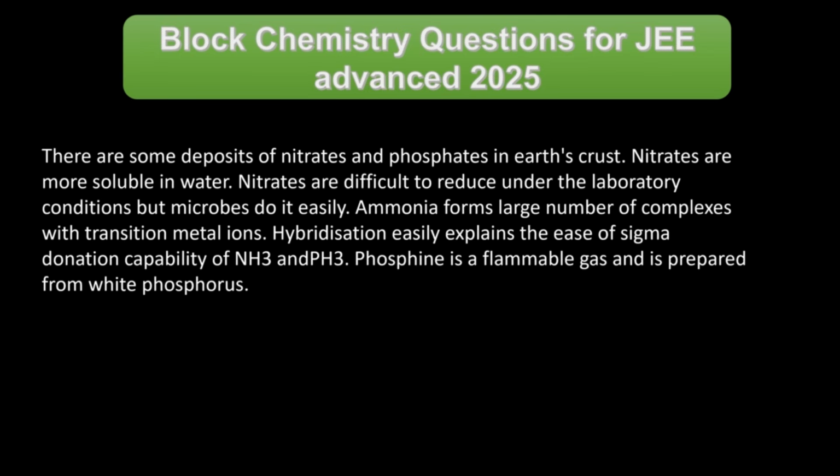This is a comprehension type of question from p-block chemistry. There are some deposits of nitrates and phosphates on earth crust. Nitrates are more soluble in water. Nitrates are difficult to reduce under the laboratory conditions, but microbes do it easily. Ammonia forms large number of complexes with transition metal ions. Hybridization easily explains the case of sigma donation capability of ammonia and phosphine. Phosphine is a flammable gas and is prepared from white phosphorus. This is the comprehension given.